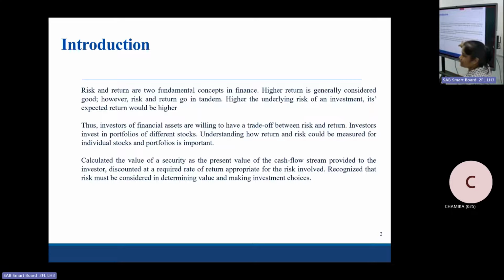That is the ultimate end point of this lecture. You will identify the diversification effect, which happens through the correlation coefficient between the returns of the assets of the portfolio. Calculate the value of a security as the present value of the cash flow stream provided to the investor, discounted at the required rate of return appropriate for the risk involved. So that is what I explained.